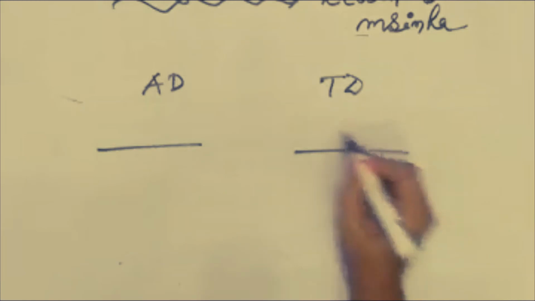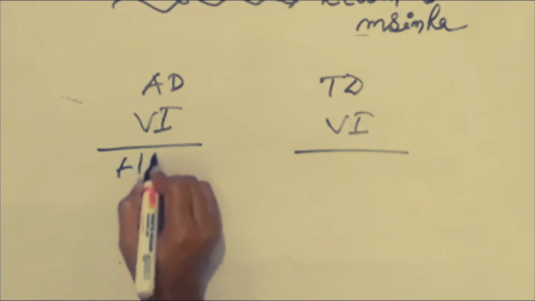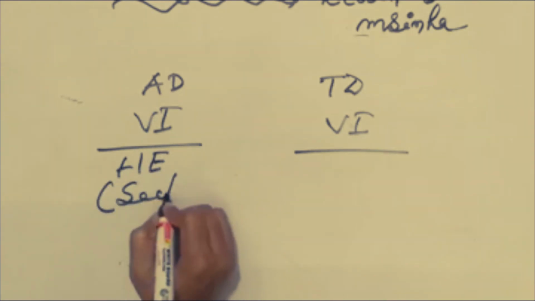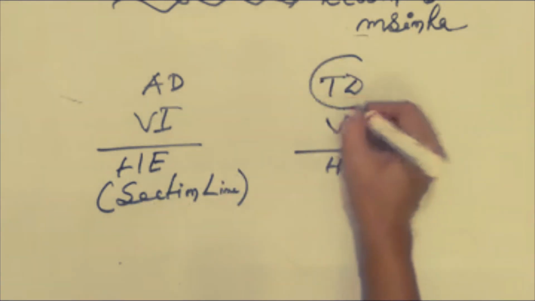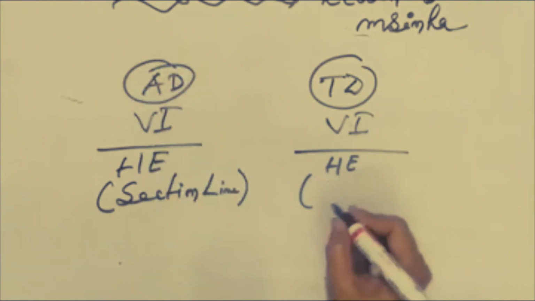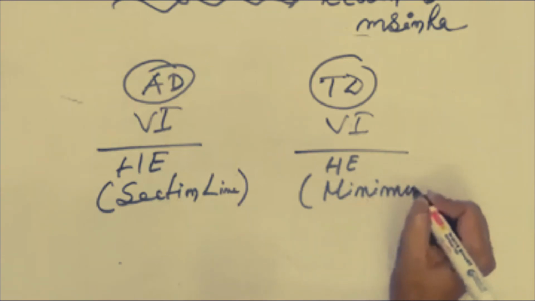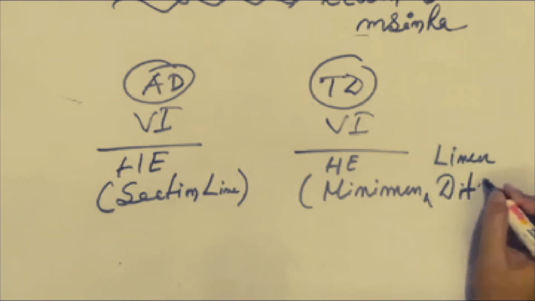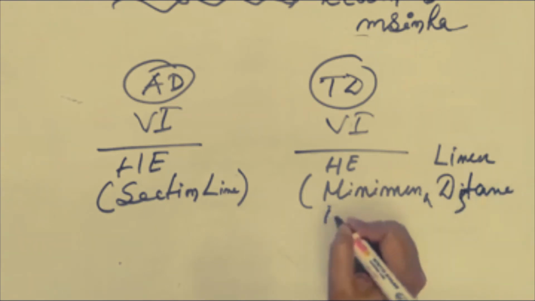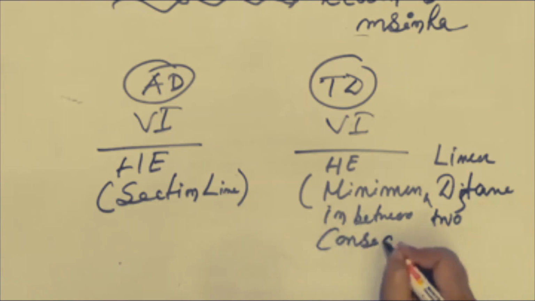For apparent dip and true dip, the vertical interval is the same, but for apparent dip the horizontal equivalent is along the section line, while the horizontal equivalent for the true dip is the minimum linear distance in between two consecutive strike lines.